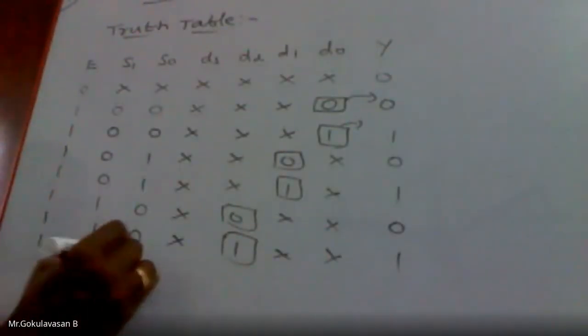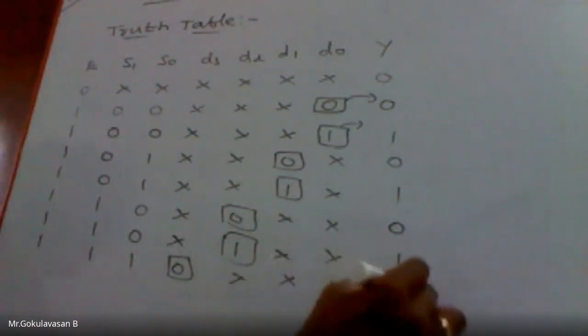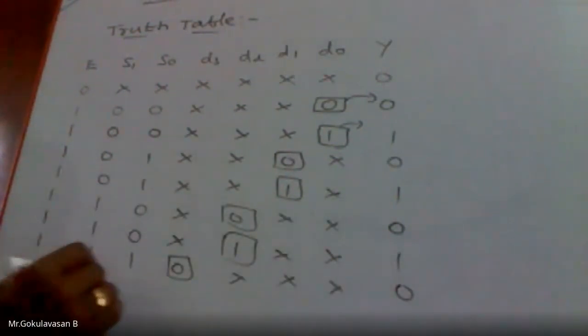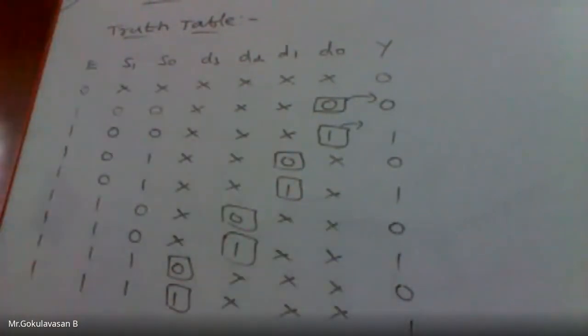Going for the last two combinations. If this is 0, these are don't cares, 0 will be there. 1, 1, 1. If this is 1, these are all don't cares, then I have 1. So this is my truth table, which I have written for a multiplexer, 4:1 multiplexer. Any doubt in this?